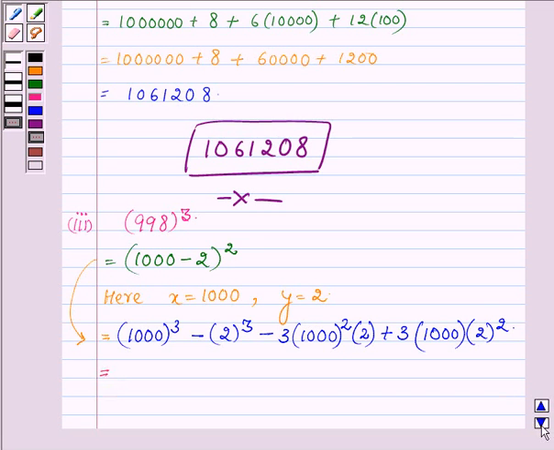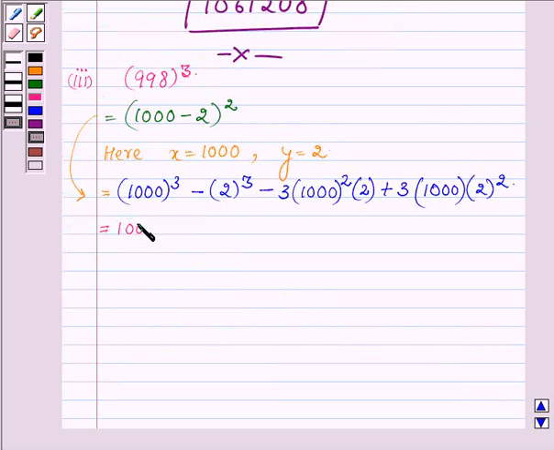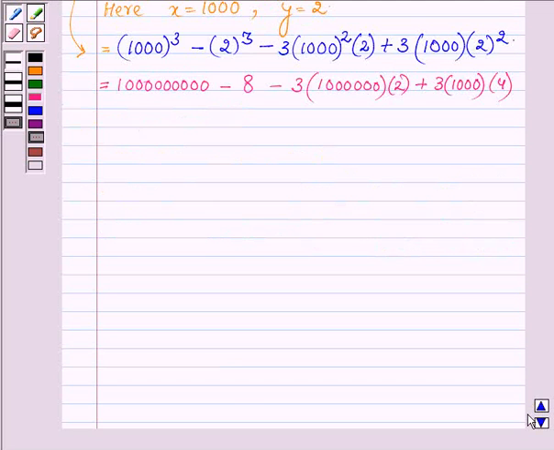which is further equal to 1000 whole cube is 1 with 9 zeros minus 2 whole cube is 8 minus 3 into 1000 whole square is 1 with 6 zeros into 2 plus 3 into 1000 and 2 whole square is 4. It's further equal to 1 with 9 zeros minus 8 minus 3 into 2 is 6 with 6 zeros, plus 3 fours are 12 with 3 zeros.